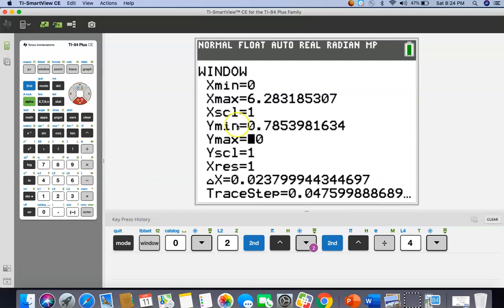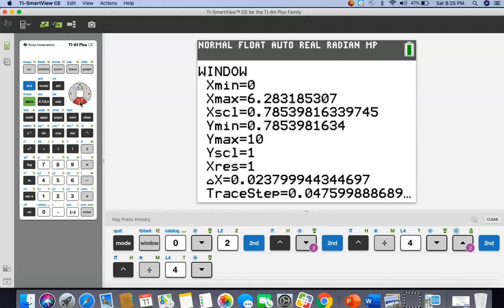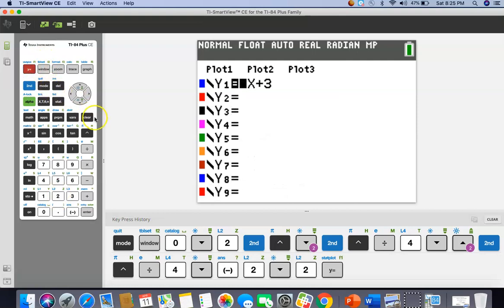Let's try this again. I want my x scale to go by pi over 4. And again, since sine and cosine only go from -1 to 1, I'm just going to go from about -2 to 2. We don't need 10 or -10. And let's just take a good look at just the plain old sine function. Y equals sine of x.